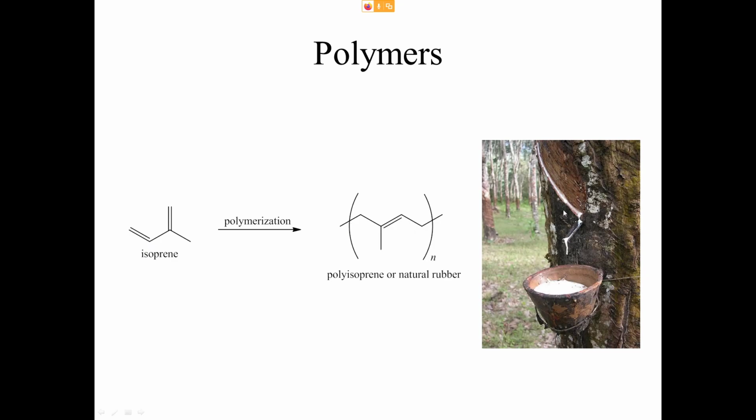It drips out of these trees. They put a little spout in the tree, they cut a slash in the tree, and of course it's not the sap of the tree. They can call it the sap, but it's not that. It's a polymer made by the tree, and it drips into these buckets and they collect it, right?